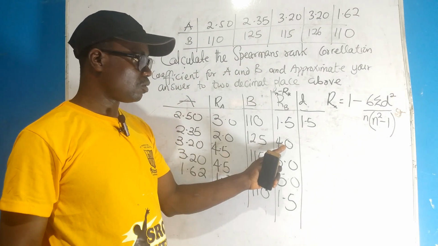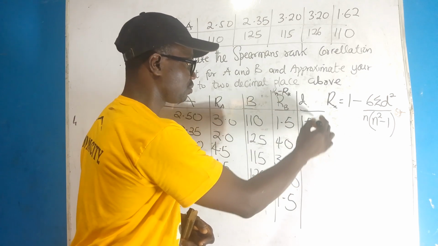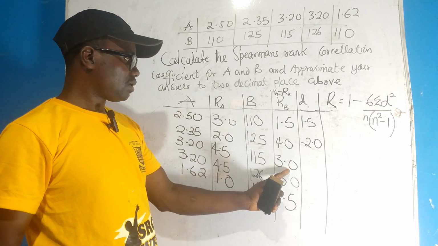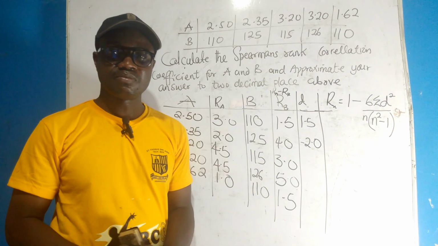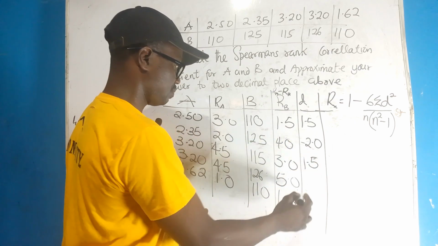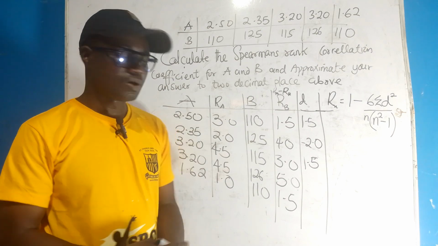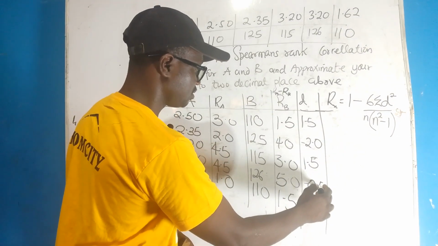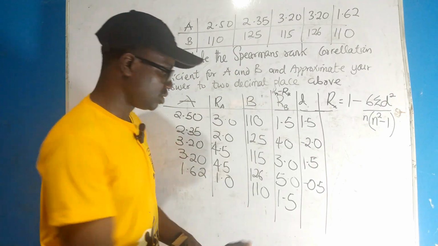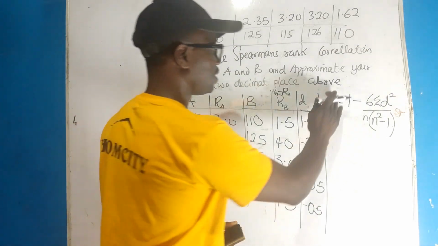And then when you subtract 4.0 from 2.0, you're going to get negative 2.0. Then 3.0 from 4.5, you are going to get 1.5. Then 5 from 4.5, you are going to get negative 0.5. And then similarly, 1.5 from 1, you're also going to get negative 0.5. Now from here, we need to have our square.